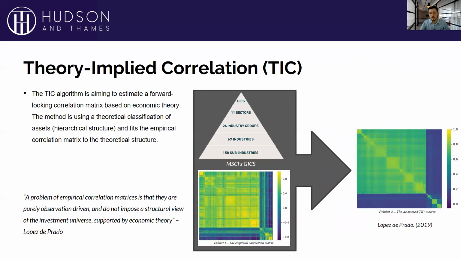So in the original example, it's a combination of the empirical correlation matrix with the GICS hierarchical structure of stocks, which divides stocks by sectors, industry groups, industries, and sub-industries. This particular approach would allow to denoise the matrix, but based on the given theoretical structure of the data. You can also find more explanations on this method in the blog posts of Hudson and Thames, or in the research notebooks that are available on the research repo of MLFinLab.